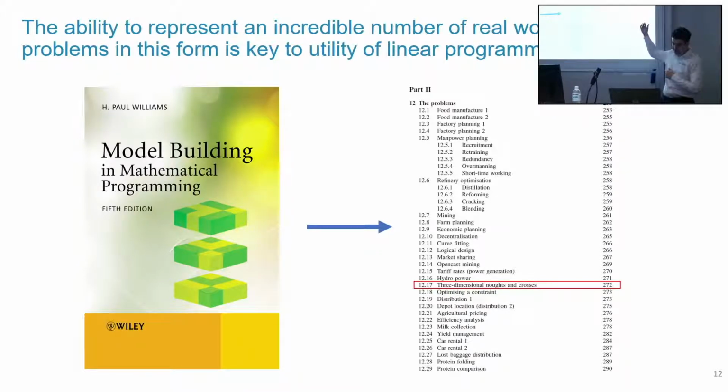They've got problems there like food planning, manufacturing, factory planning, manpower planning. What else have we got? Farm planning, mining, curve fitting. So regression is a linear problem. Share market design, tariff rates, hydropower. The common problem, three-dimensional noughts and crosses. Optimizing constraint distribution, car rental, milk collection. So there's all kinds of problems that come up all the time, can be represented in linear form, in standard form. And this is the middle part of this book. This book has six sections, I think. It's very important. So back to the maths.